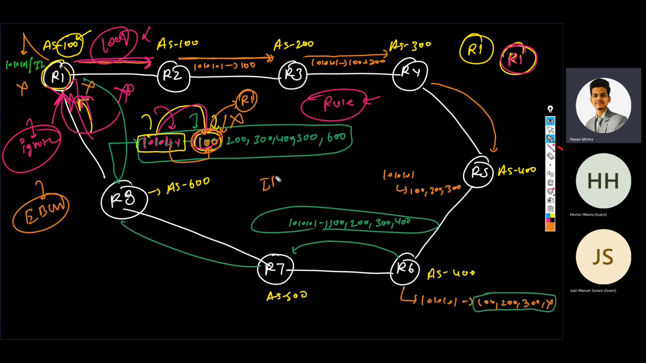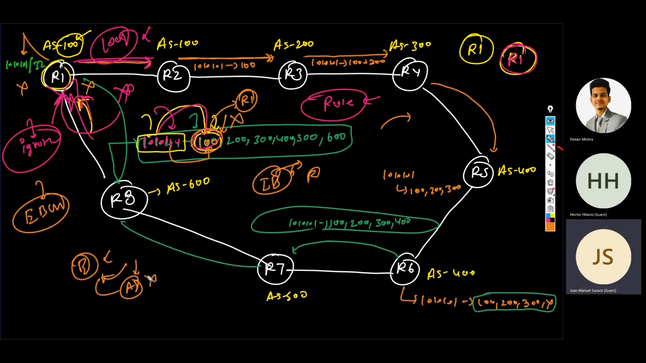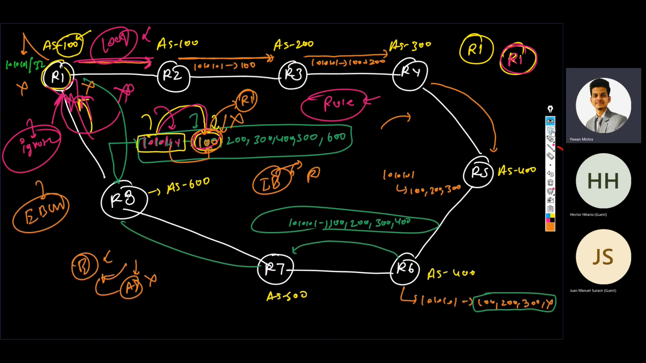So here we have the IBGP loop prevention mechanism and the eBGP one. IBGP says whenever I receive a route from my IBGP neighbor, I'm not able to share the same route to my next IBGP neighbor. And eBGP says whenever I receive a route with my own AS, I'm not able to accept that route. Correct? Any doubt till now?